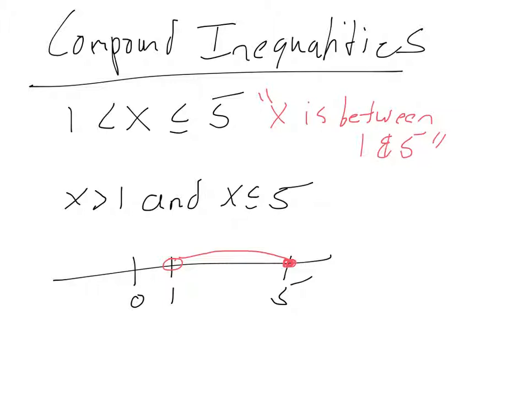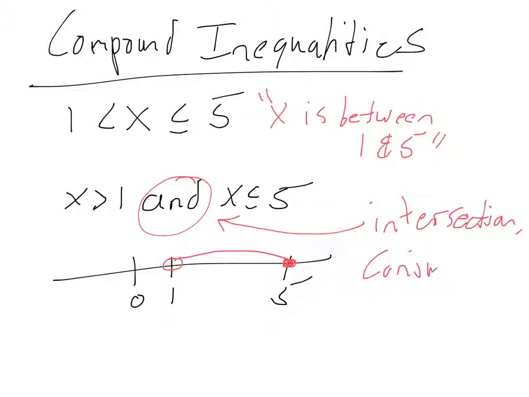If we took all the numbers in the set x greater than 1 and all the numbers in the set x less than or equal to 5, that's the whole number line right there. In this case, though, because we use the word and, we just look for the what of these two sets? The intersection. That's the set operation. What's the other word we use for this? It's not a disjunction. It is a conjunction. The overlapping part is called a conjunction or an intersection.